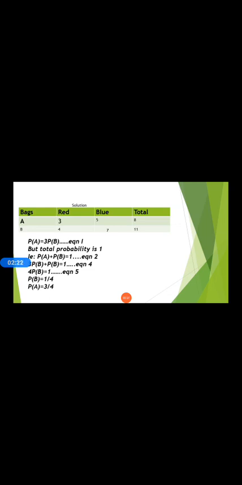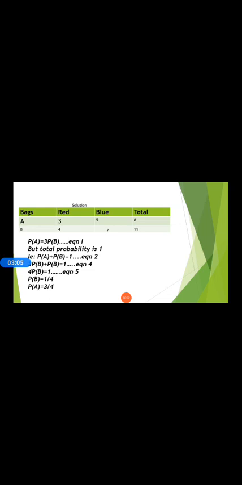The examiner told us that the probability of picking bag A is equal to 3 times the probability of picking bag B. We shall model our statement in that way and we shall have equation 1. From the theorem, we know that the total probability is 1. Therefore, don't forget it, the probability of picking bag A plus the probability of picking bag B is equal to 1. From there, we shall generate equation 2.